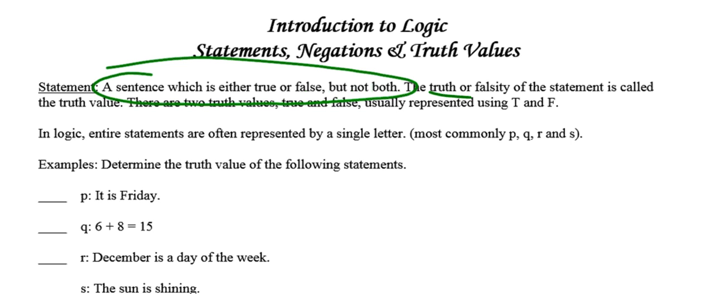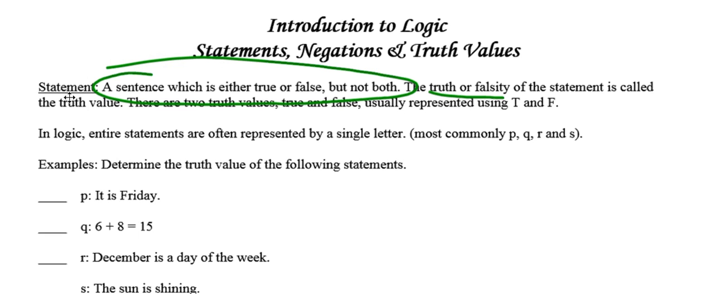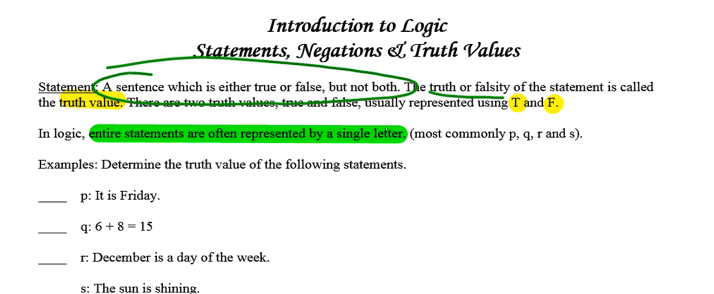The truth or falsity of the statement is called its truth value. So when you're asked for truth value, you're asked to respond either this is a true statement or this is a false statement. Usually we represent true using a capital T and false using a capital F. Now, to save us some time, sometimes in logic we represent entire statements using a single letter. The letters that we use most commonly are P, Q, R, and S.